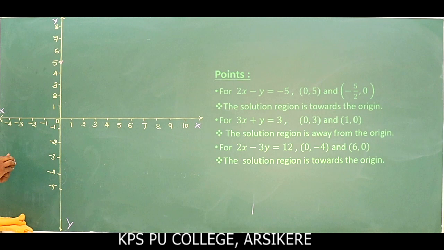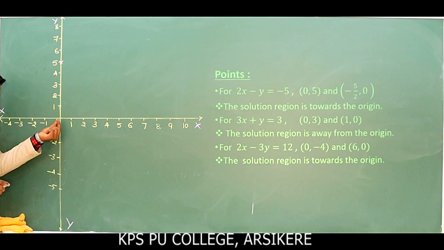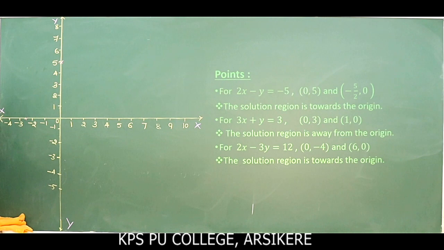0, 5. So the corresponding other point is minus 5/2, 0. Minus 5/2 means towards the negative direction of the x axis. Here 5/2 is nothing but 2.5, so it is minus 2.5. So join these two points. I am joining the two points and I will extend this line.